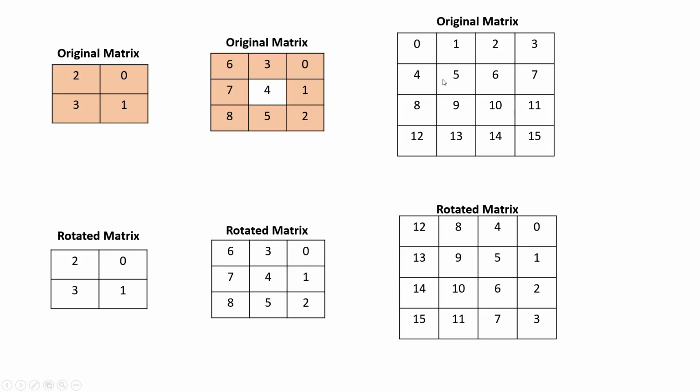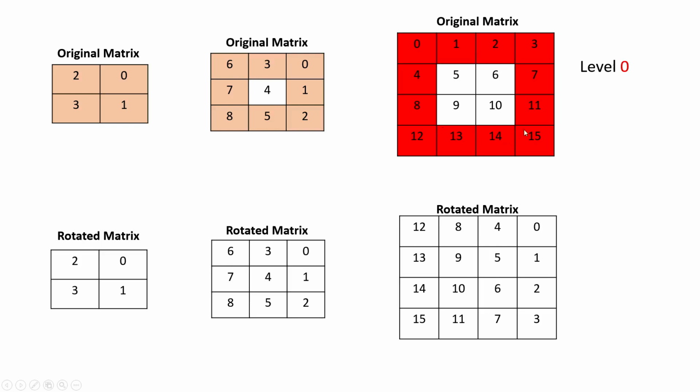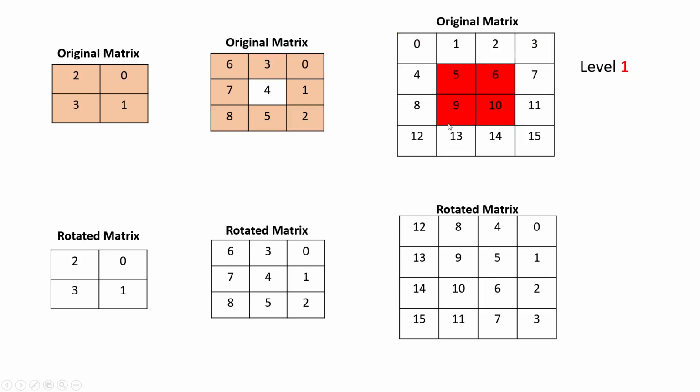Now for the next matrix, the 4 by 4. If you notice with the first two, we only had to rotate the outside. We never had to move to an inside row. Well, row is probably not the correct word, but we never had to move inside the matrix. So for this matrix, which is big enough that we'll actually have to go inside, we will call the outside level 0, and we'll call the inside level 1.